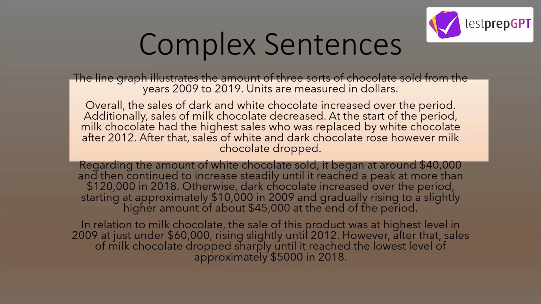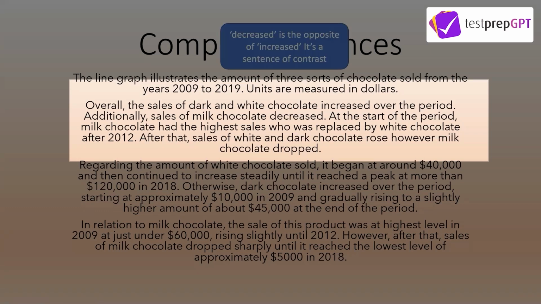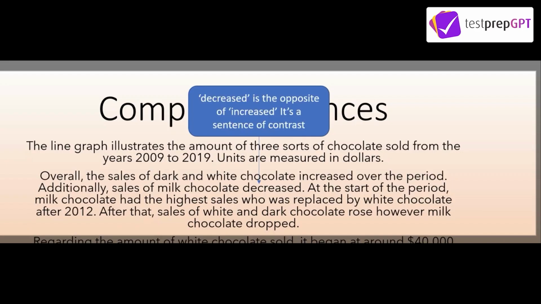So firstly, in sentence 1, we have an expression that the sales of dark and white chocolate increased. Additionally, sales of milk chocolate decreased. So decreased is the opposite of increased, which is in the first sentence. So it's a sentence of contrast. And the expression additionally will not work here because that means also. Instead, change it to however. Okay, so use however for contrast.